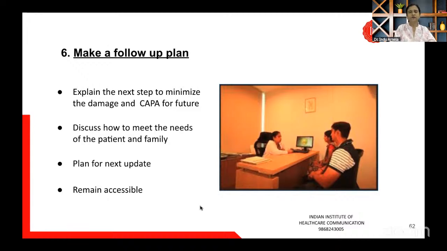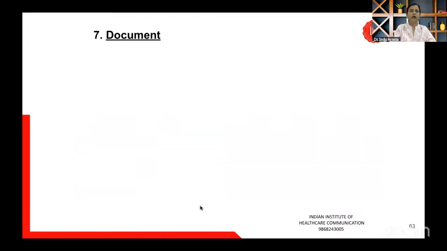revengeful. Now, once you have handled the situation, once you have talked to them and explained to them, it's very important to document your conversation, because that comes as evidence that you have informed the family. So make sure that you report the incident. Most hospitals have some format. If you don't have one, create a simple format to document the disclosure of medical error.